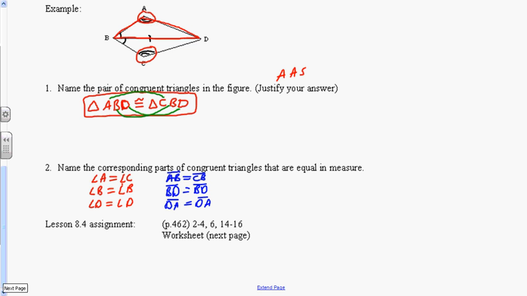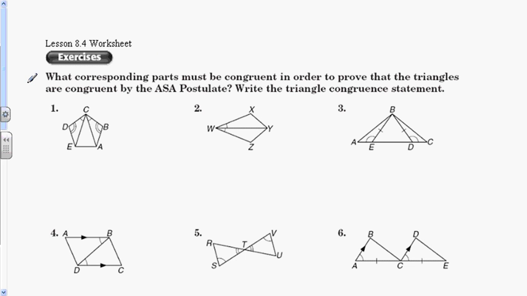Now I'm going to take a couple examples from your homework worksheet before I shut this off. And what they're asking for is what corresponding parts must be congruent in order to prove they are congruent by angle, side, angle. Remember, you need an angle and a side and an angle in that order. And then you can use angle, side, angle. And then once you have it, you can write a triangle congruency statement.